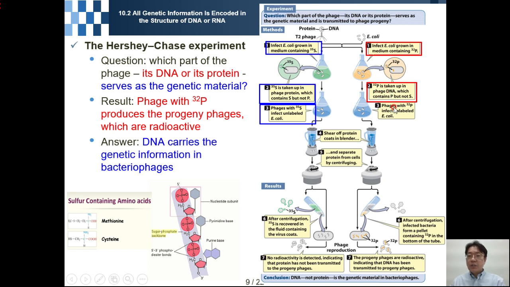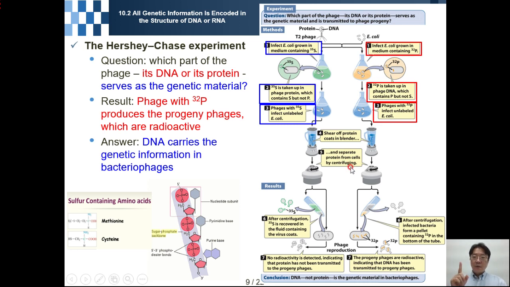So the phage labeled with P32 then infects unlabeled E. coli. After that, they use a blender. Blender means that they shear off and disrupt the protein coat on the E. coli, and also the protein coat of the bacteriophage. After that, they separate protein from cells by centrifuge.